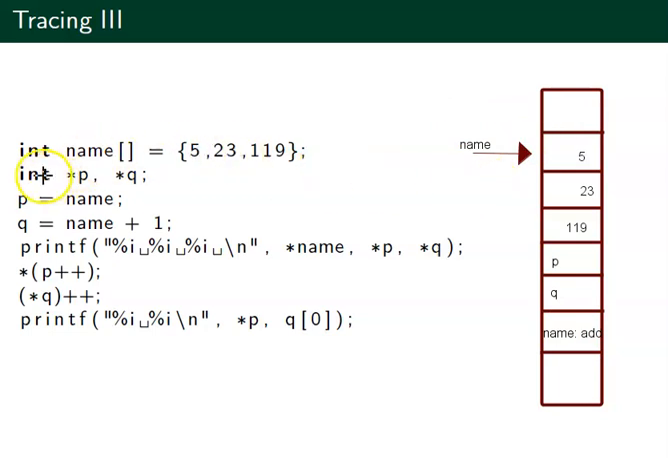Okay, and then we have int asterisk p, asterisk q, which means that p and q are also two integer pointers, but we do not have values for them yet.